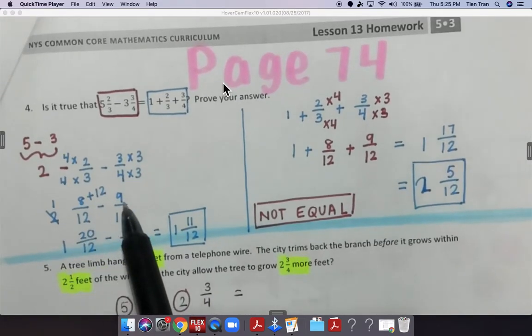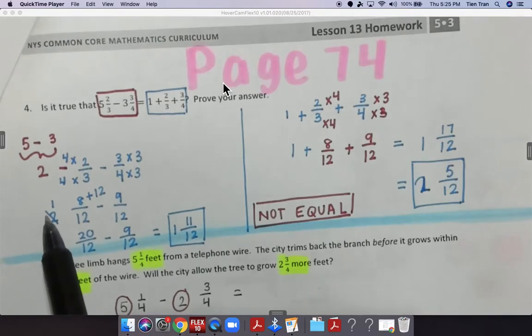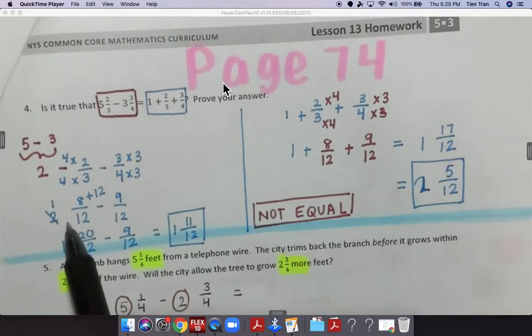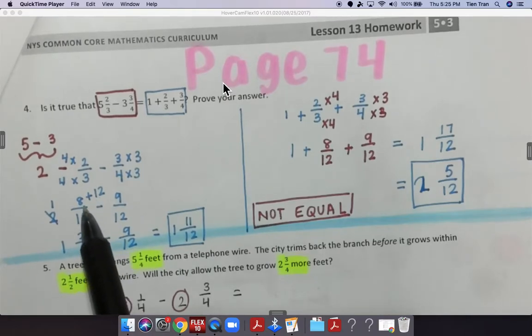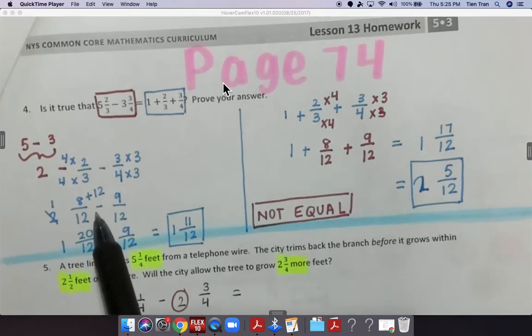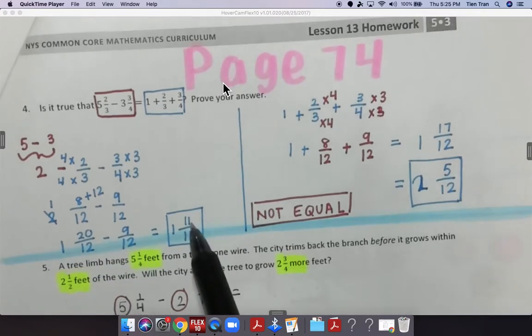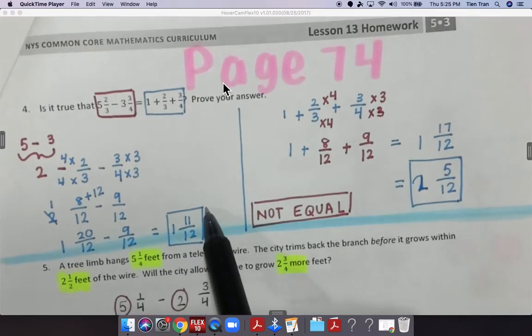Now I have 8 minus 9. I can't subtract yet, I need to regroup. So I regroup by borrowing from my whole number, which changes to a 1. 8 plus 12 is equal to 20, and 20 minus 9 is equal to 11. So my final answer is 1 and 11/12.